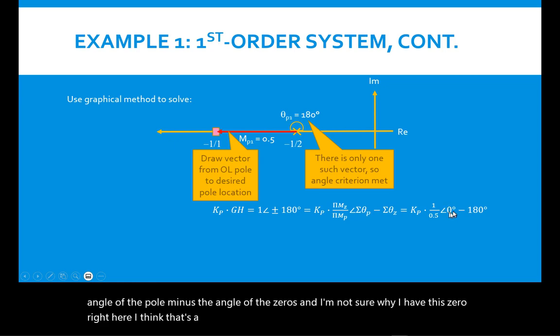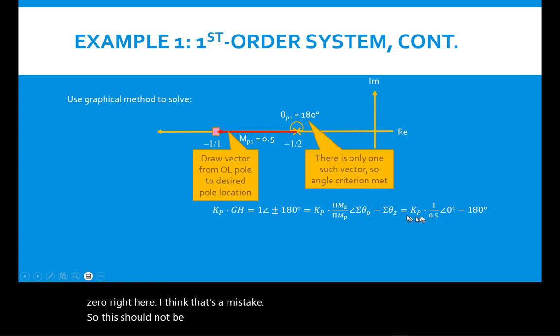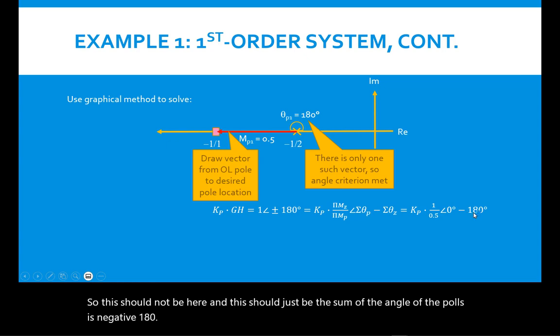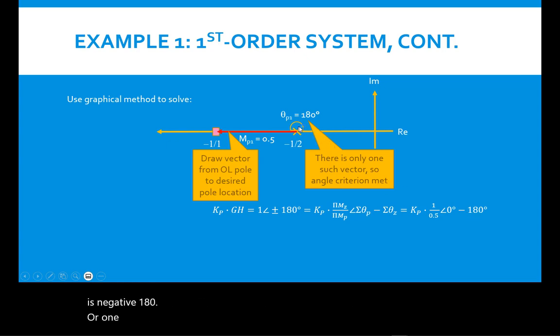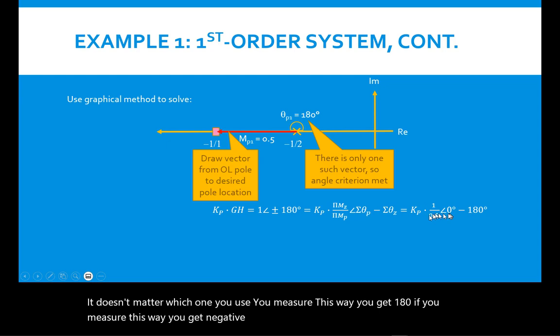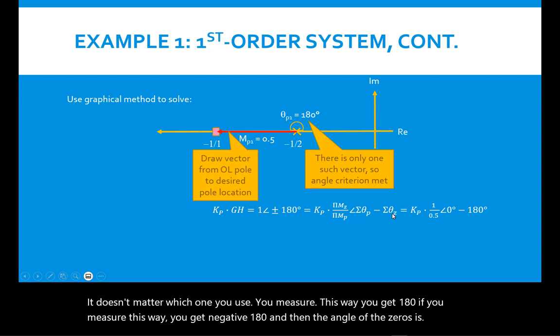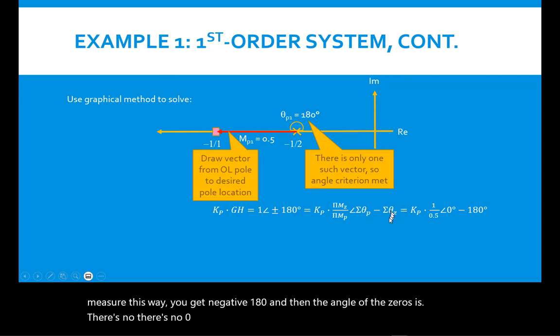So this should not be here, and this should just be the sum of the angle of the poles, which is negative 180 or 180. It doesn't matter which one you use. If you measure this way, you get 180. If you measure this way, you get negative 180. And then the angle of the zeros: there's no zero vectors, so a sum turns into a 0 when it doesn't have any components. So our magnitude criterion is met.